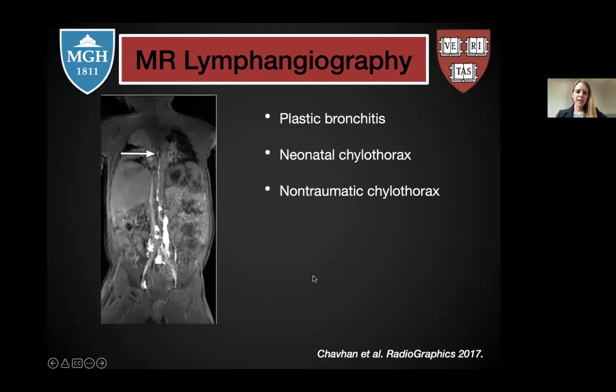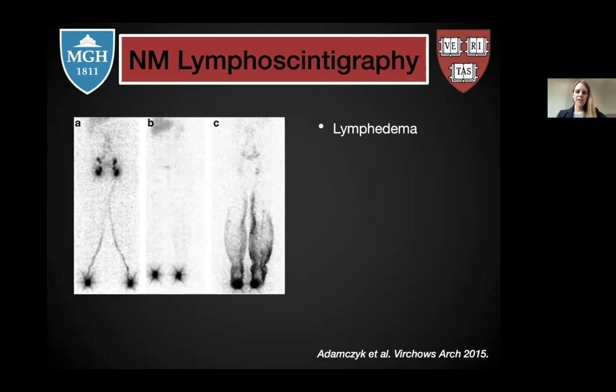MR lymphangiography is performed in some centers and can be useful, mostly for non-traumatic chylothorax, where you don't have a suspected etiology, and in neonates. It can also be useful in plastic bronchitis, where we have some suspicion that there's some atypical anatomic etiology. Lymphoscintigraphy is less useful for leaks, and overall, it is most often used for lymphedema diagnosis, although aside from making the diagnosis, which usually you can do clinically, it is not incredibly useful.